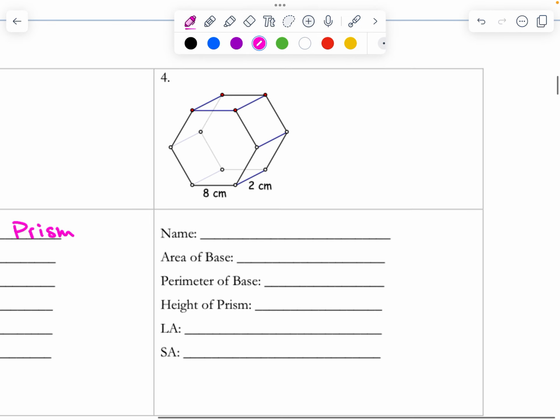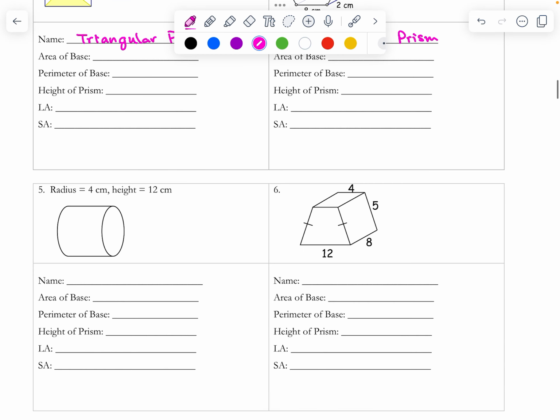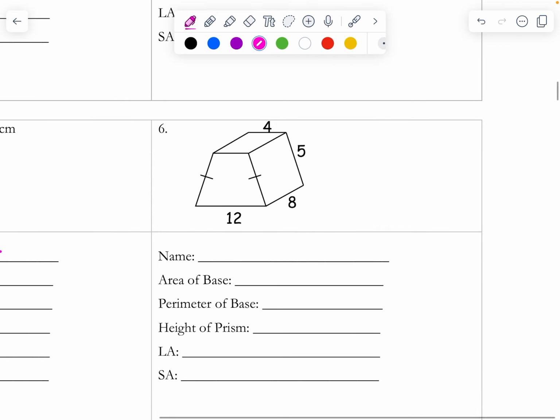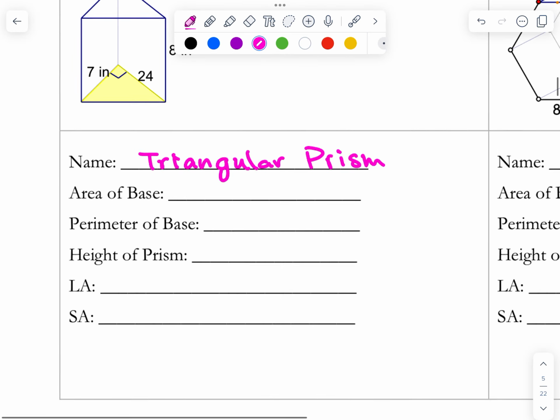This is a hexagon, so this is going to be a hexagonal prism. And then this is a circle. Now, this is not a circular prism. This is a cylinder. And then this is not a quadrilateral. It's going to be a trapezoidal prism. All right, so I've got all those names.